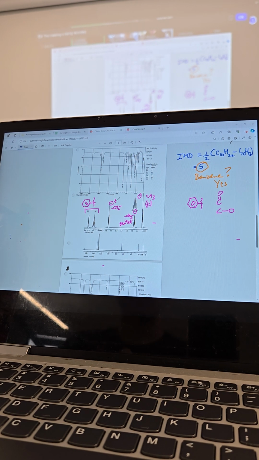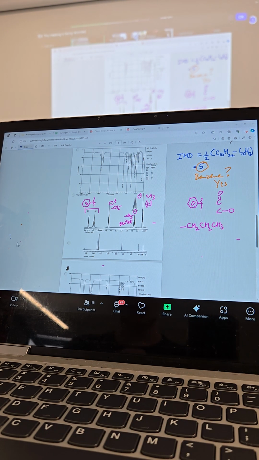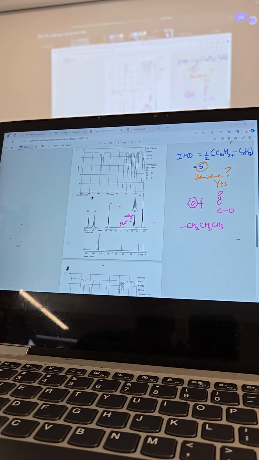Does that give us a hint? What is it? A propyl group? Exactly. So let's look at the pieces we do have so far. We have the monosubstituted benzene. We have C double bond O and C single bond O as well. We have a propyl group. How many carbons, how many hydrogens, how many oxygens are used up? How many IHDs are used up? What is left?